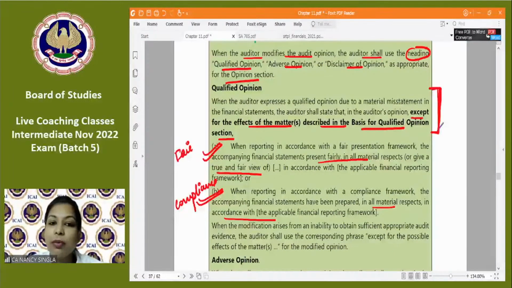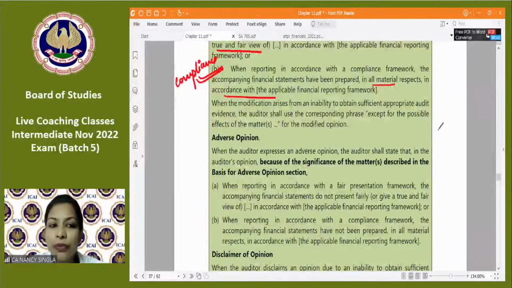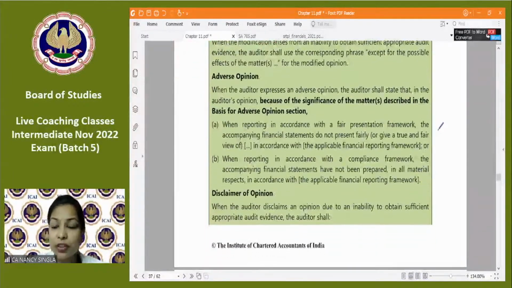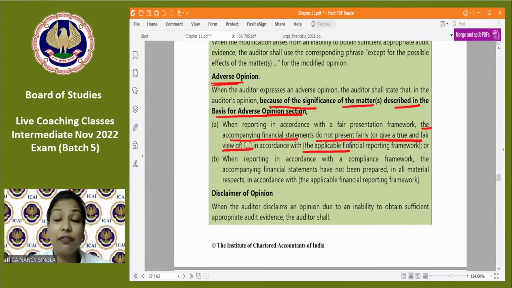So fair presentation में whether they represent true and fair view या ठीक है, and compliance में क्या है, whether they are prepared in all material respects in accordance with the compliance framework. ठीक है? एडवर्स ओपिनियन में क्या बोलना है हमें, बिकॉज सब कुछ खराब है ना, तो यहाँ पर हम क्या बोलेंगे, because of the significance of the matter described in basis for adverse opinion section, the accompanying financial statements do not present or do not give a true and fair view in accordance with the applicable FRF.